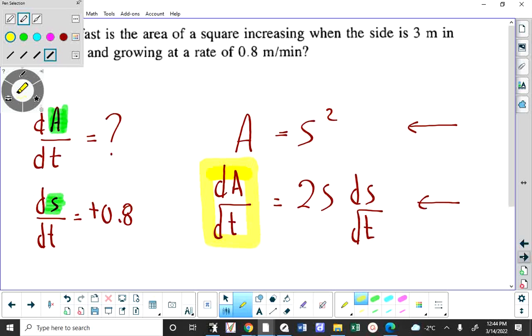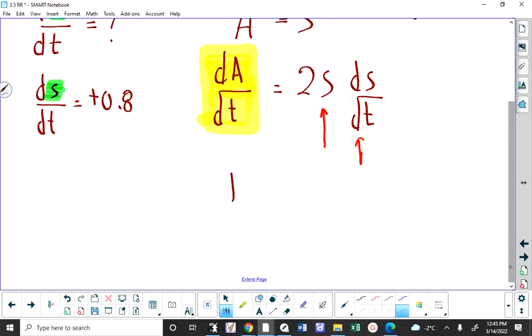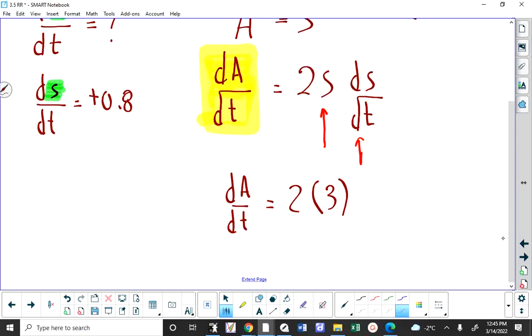is dA/dt, which means you need to have a number to put here and here in order to answer the question. Well, what does it say? It says when the side is 3 meters in length, well, that's s, and ds/dt we were given as 0.8. So this is a pretty tame related rates question, really. dA/dt equals 2 times 3 multiplied by 0.8.